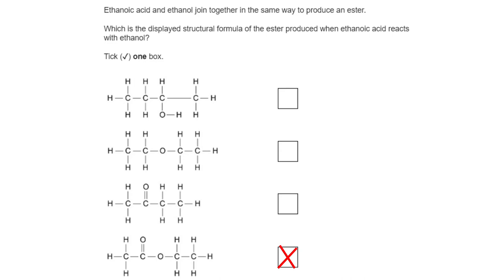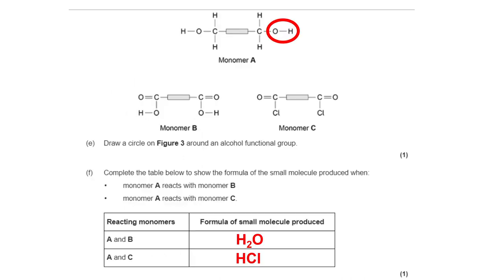So, what is the displayed structural formula of ethanoic acid with ethanol? In other words, ethyl ethanoate. Well, it's only the bottom one that makes sense there. Draw a circle around an alcohol functional group. Well, OH is the alcohol functional group. And A and B, clearly water will be removed in a condensation polymer. And C, well, it's just going to be hydrochloric acid instead. Now, it's just a one mark question, and I wouldn't expect all students to get A and C.